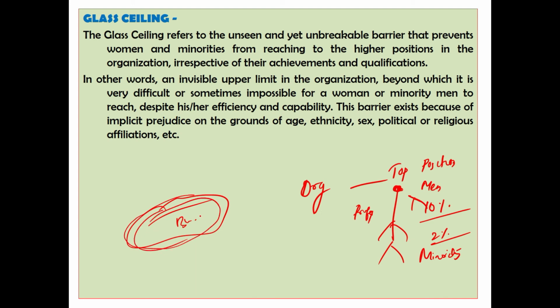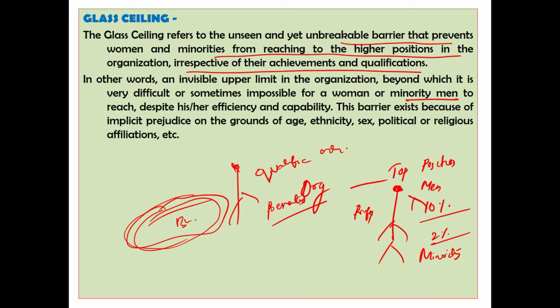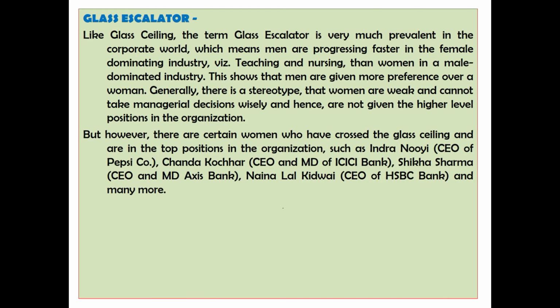So a minority is a group that is much lower in numbers. So it may happen to minority men also. So see, it is an unbreakable barrier that prevents women and minorities from reaching higher positions in the organization, irrespective of their achievement and qualification. Like I said, for this top position there is qualification, yes or no, and achievement is also there. But still, they will be prevented. Just try to look in your own organization also, you will start finding one. So this is it. Now, what is glass escalator? It is just the opposite, we would say, with respect to glass ceiling. Like glass ceiling, this is also glass escalator.